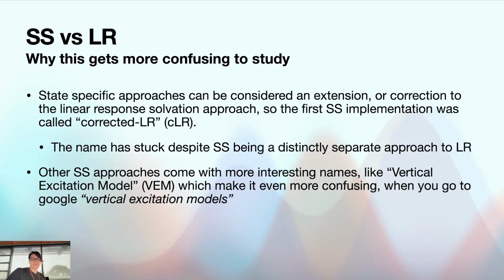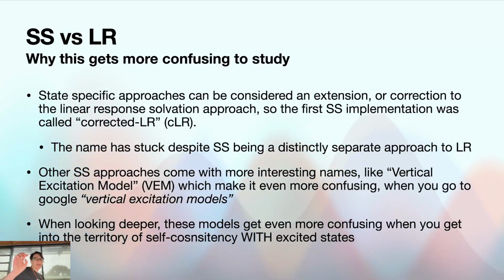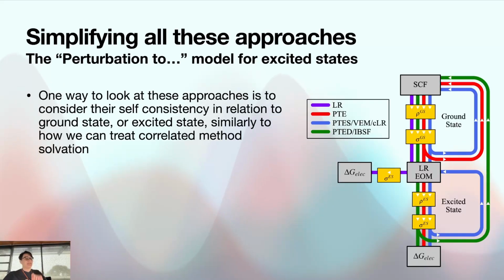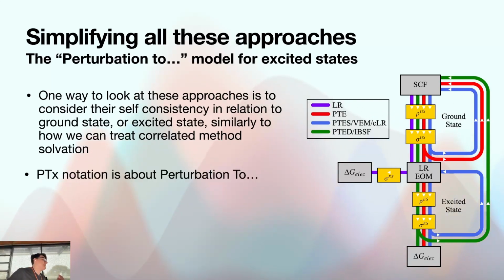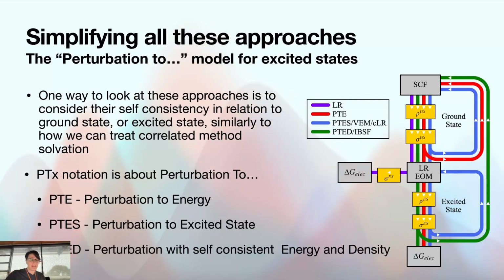It's difficult. When looking deeper, though, these models get even more confusing when you get into the territory of self-consistency with excited states. And one way to look at these approaches is to consider their self-consistency in relation to ground state or excited state, similarly to how we can treat correlated method solvation. So here we can see we've got PTE, PTES, PTD, like we did before. In PTE, PCM solvation is self-consistent in the ground state before calculating vertical excitations as a non-self-consistent correction.